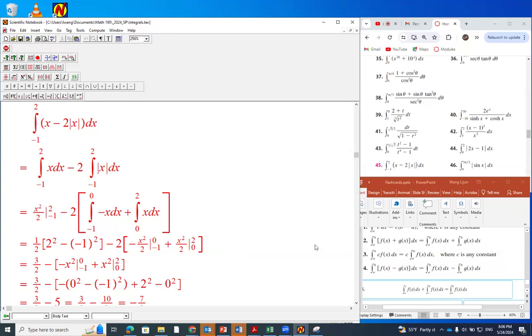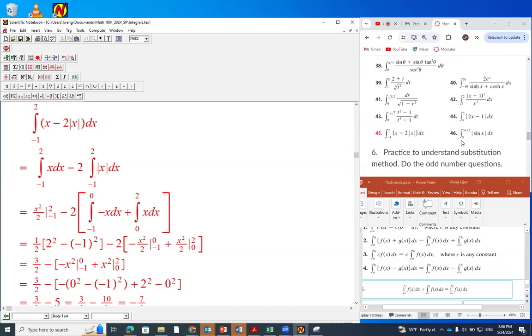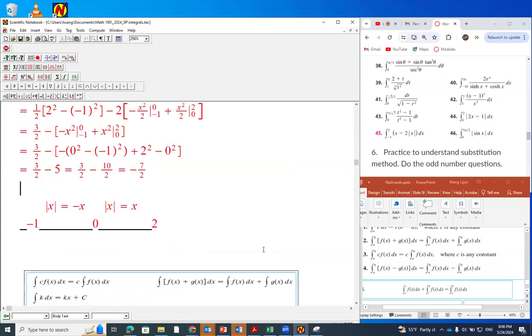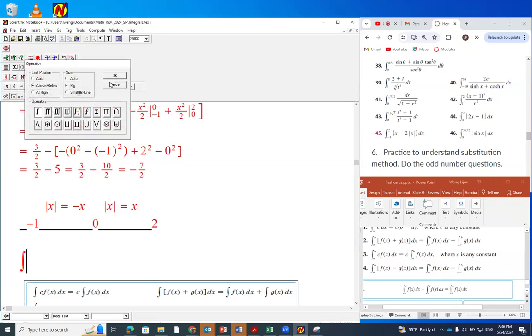All right. So if you want to try other examples such as 44, 46, go for it. They are a pretty similar situation, except they're a little bit harder. You know, I'm going to do 46 for you.